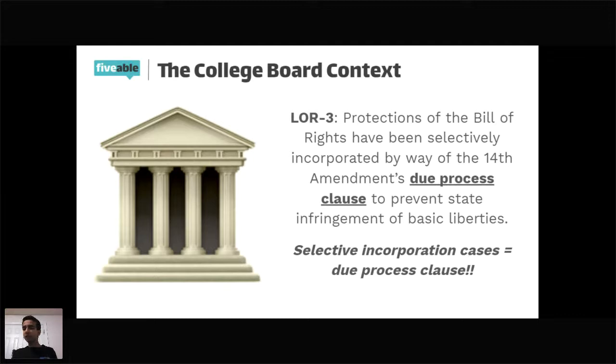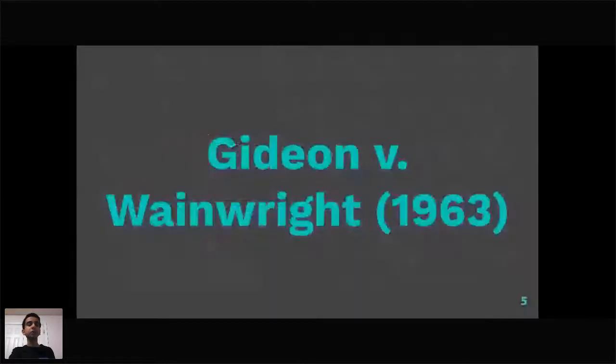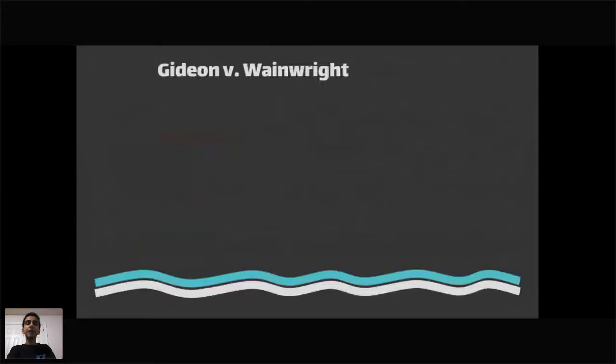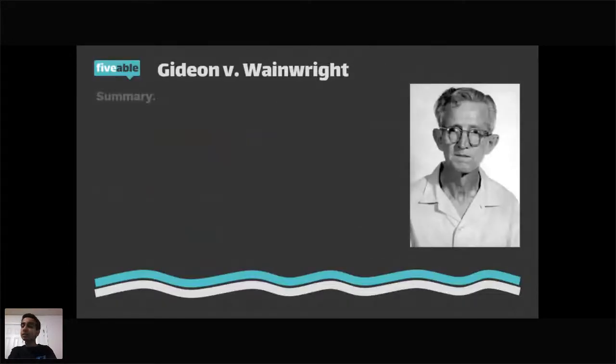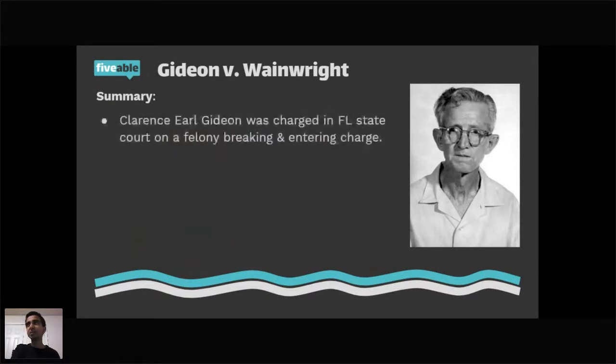It's kind of a weird way those two relate, but just remember selective incorporation cases. The three we're going to talk about here, Gideon, Roe, and McDonald, all three go with due process. Okay, the first one we're going to talk about is Gideon versus Wainwright. That happened in 1963. To me, this is probably one of the most interesting cases. There's a documentary or movie-type thing that's been released. It's old, but it's about Gideon versus Wainwright. It's really interesting, so I'd recommend you check that out.